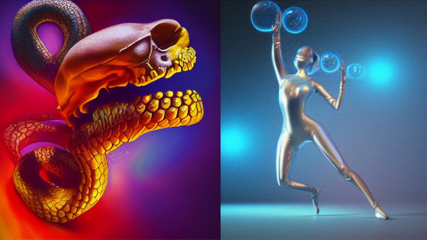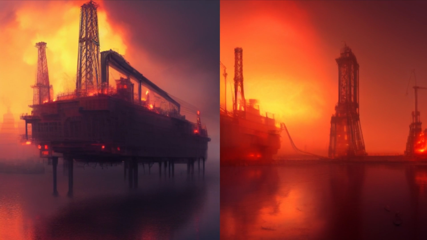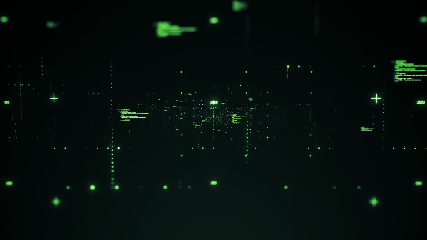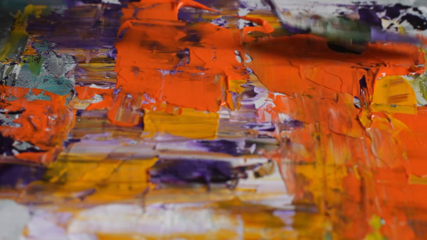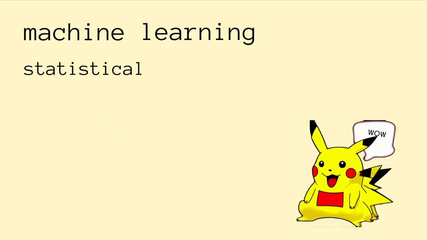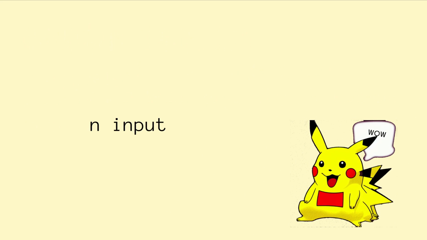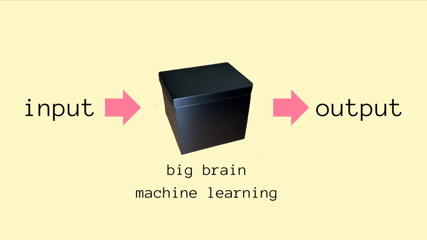All of these images have in common? These images were all generated by AI, meaning that a computer made these images, and not any one specific artist. Technically, these were generated by something called machine learning, which is a statistical model or algorithm with certain parameters and a structure that determines an output given an input.